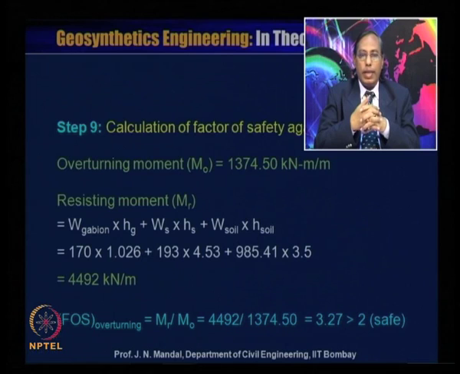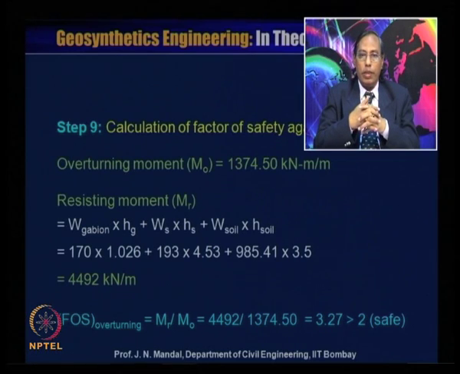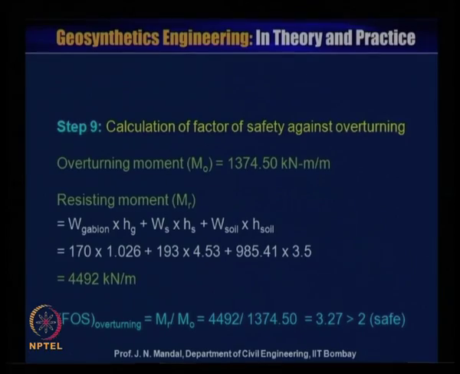So we can check what will be the factor of safety against this overturning, that is Mr by M0, that is 4492 divided by 1374.50 is equal to 3.27. So this is greater than 2, then it is safe. So this we cover partly, how to calculate the factor of safety against the overturning when this gabion itself is a facing and facing with a number of horizontal layers of metallic reinforcement.